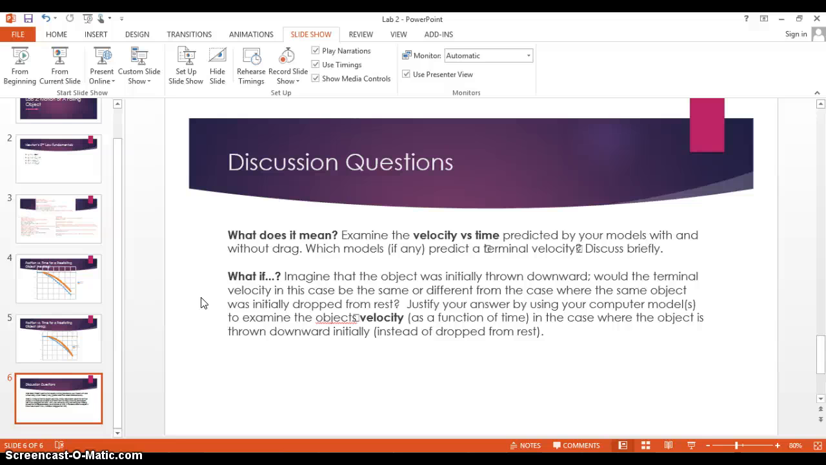To prove this, I entered a non-zero downward initial velocity into my computational model, and the prediction showed a near constant velocity developing at the end of the motion.